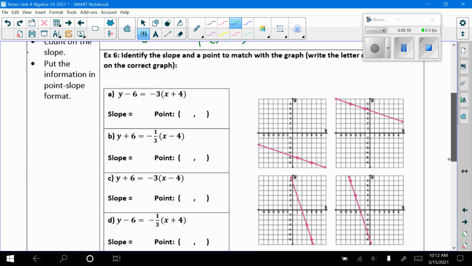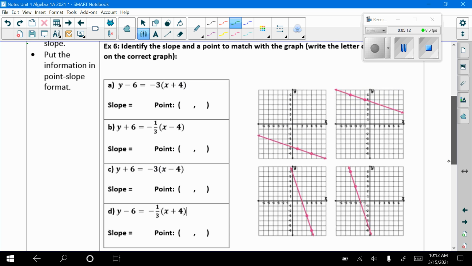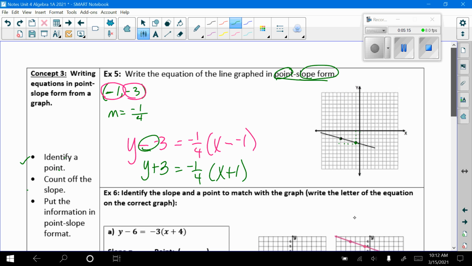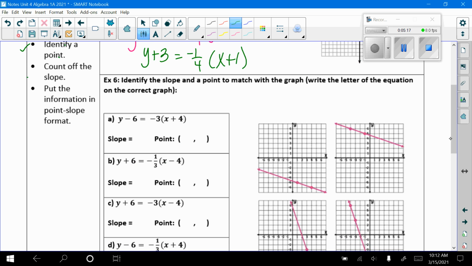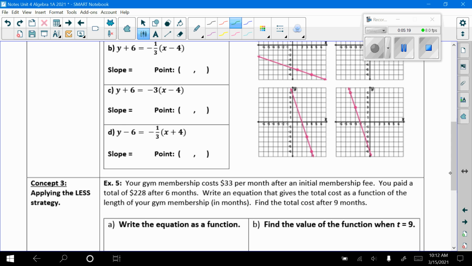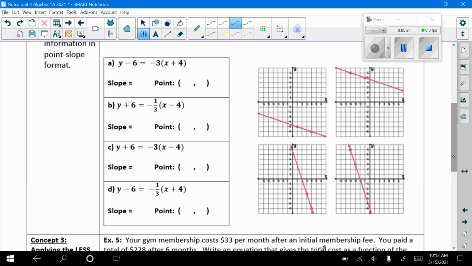All right, then the next part is example 6. I'm actually giving you 4 pictures and I'm giving you 4 equations. I need you to match one for one. So here's what I want you to do. Well, a couple things you can do, but I want you to find the slope of each. Just by looking at it, you should be able to identify the slope. So there's -3. My slope here is -1/3. My slope here is -3. And my slope here is -1/3. So we can find the slopes.